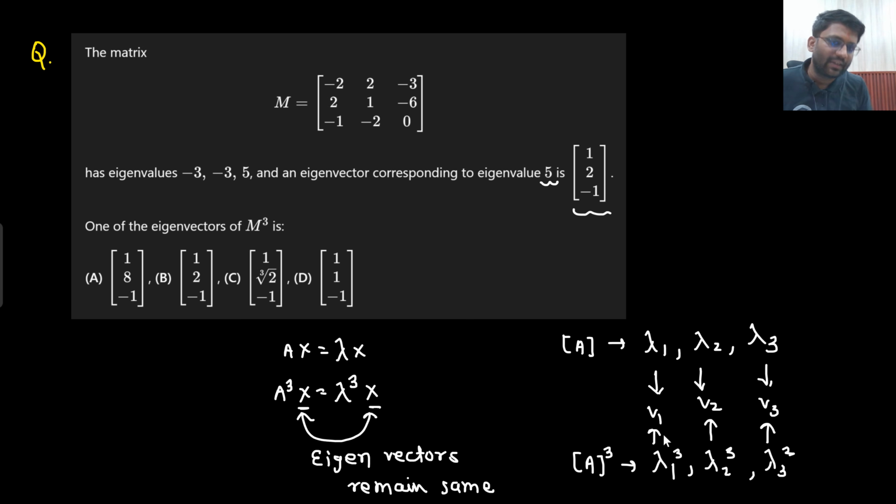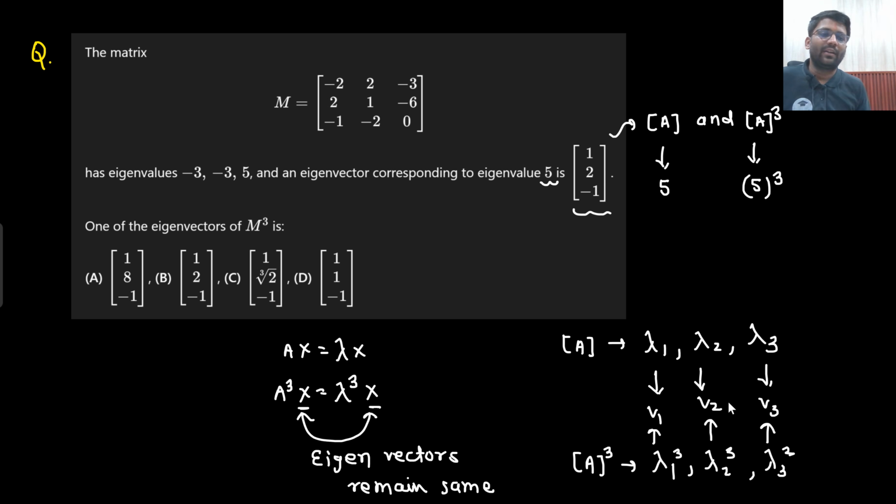So if this is one of the eigenvectors for matrix A, then for A cube as well it will be one of the eigenvectors. With respect to which eigenvalue? With respect to the 5 cube eigenvalue. So this is the eigenvector for matrix A with respect to the 5 eigenvalue, but for matrix A cube this will be the eigenvector with respect to the 5 cube eigenvalue. But this will surely be one of the eigenvectors. That means 1, 2, -1 will surely be one of the eigenvectors. No doubt about it. Understandable? Let's go to the next one.